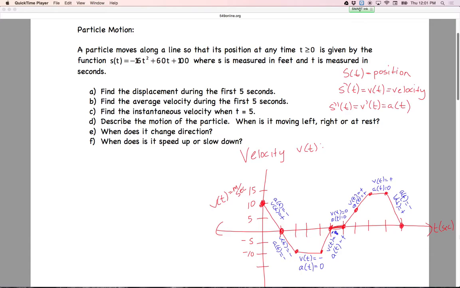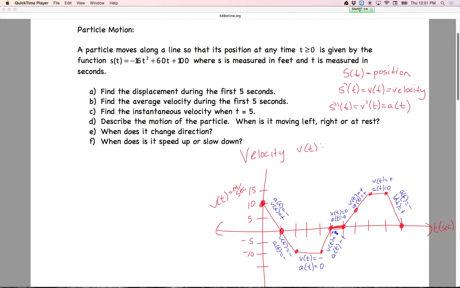What happens here after 1? Speeds up. What happens here? Doesn't change. It's at a constant velocity. What happens here? Slows down. What happens here? It's at rest, and its constant velocity is 0. What's happening here? Speeding up. What's happening here? Constant velocity. What happens here? Slows down.